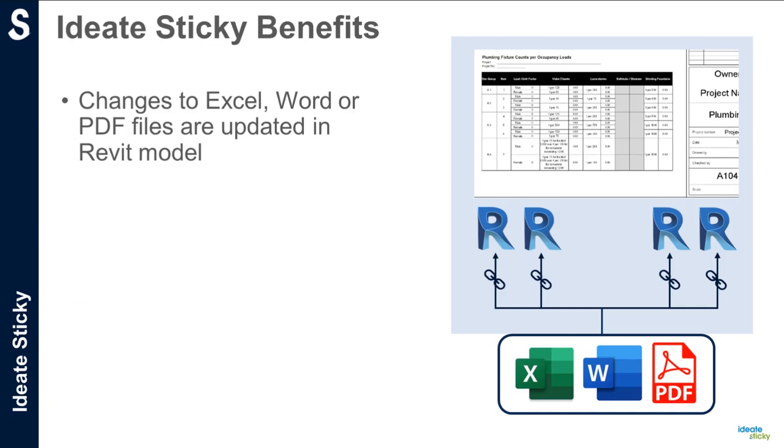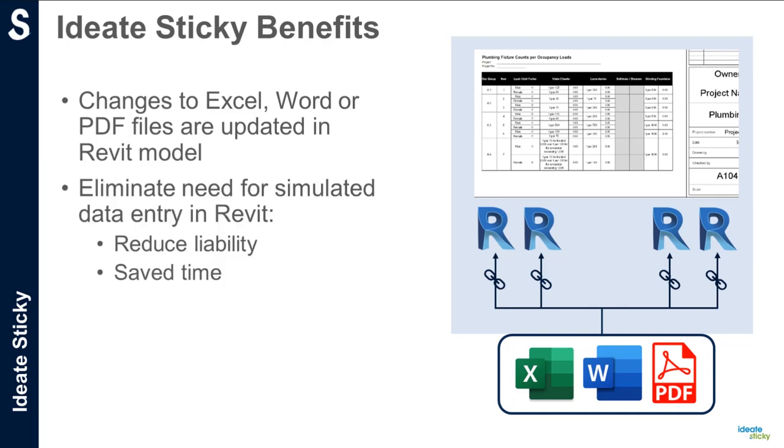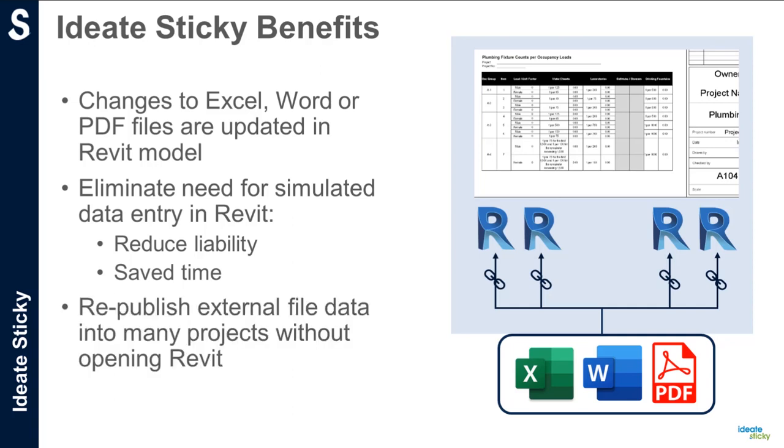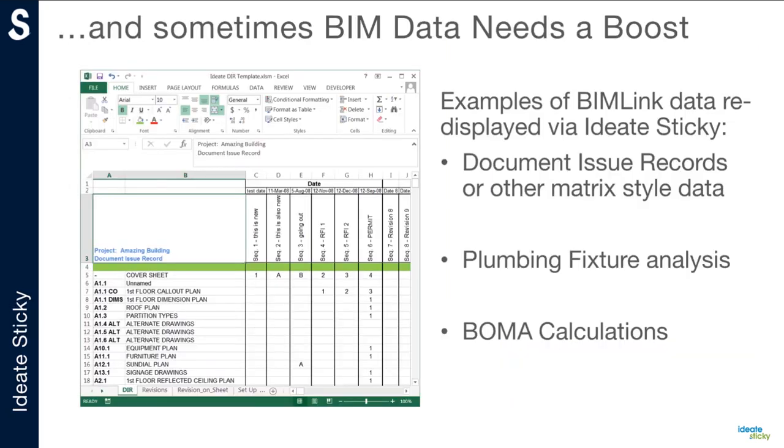So as we've seen, the changes to the external Word, PDF, and Excel files can be automatically updated into the Revit model via Ideate Sticky. This means that we can eliminate the need for data entry inside of Revit, thereby reducing liability due to errors while saving lots of time. And imagine the value of being able to publish information from a single external file into many Revit projects all at once without opening any of the Revit files.